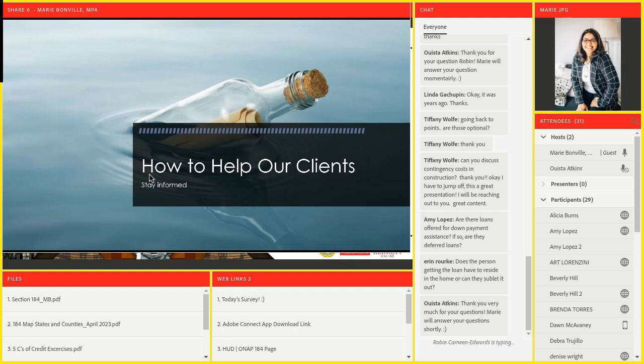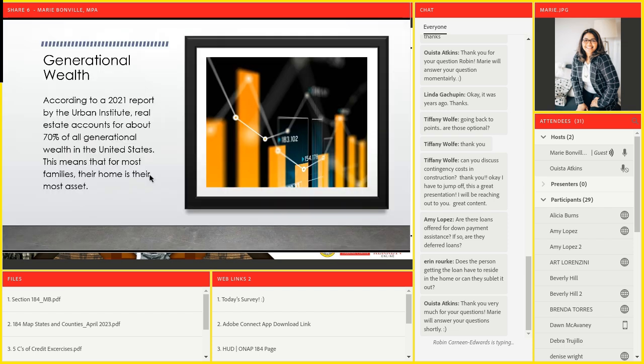So how do we help our clients? We've got to stay informed. Most housing counselors have 3 individuals from each profession: 3 realtors, 3 insurance providers, 3 loan officers. That way they give their clients a balance. Of course, we may have our preferences, but we want to make sure we're giving them options.